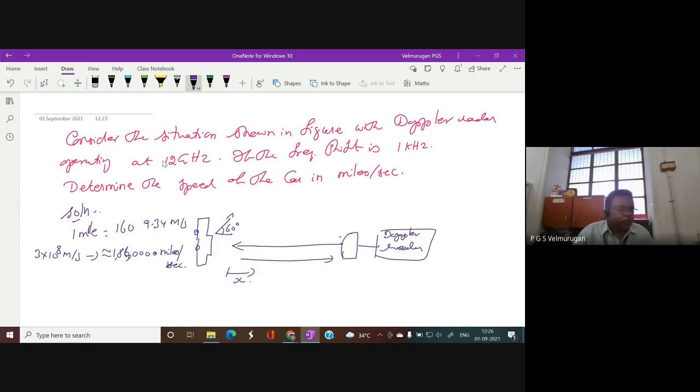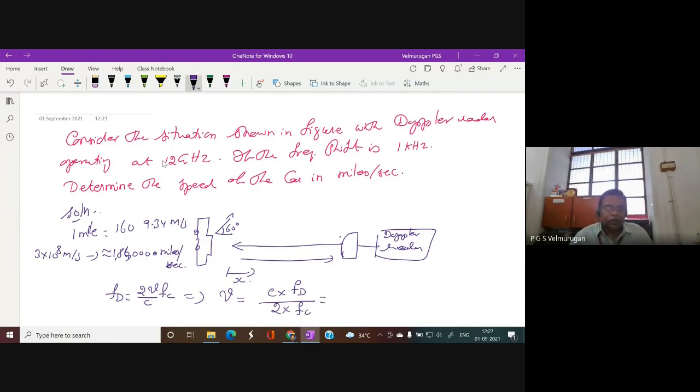ஓகே, இப்போ வெலாசிட்டி எப்படி கண்டுபிடிங்க? வாட் இஸ் த ஃபார்முலா ஃபார் ஃபைண்டிங் த வெலாசிட்டி? What is our Doppler shift? Doppler shift is nothing but 2v/c into fc. ஓகேங்களா? இதில் நம்ம என்ன கண்டுபிடிக்கணும்? We have to find what is the velocity. Velocity is equal to c into fd divided by 2 times fc.